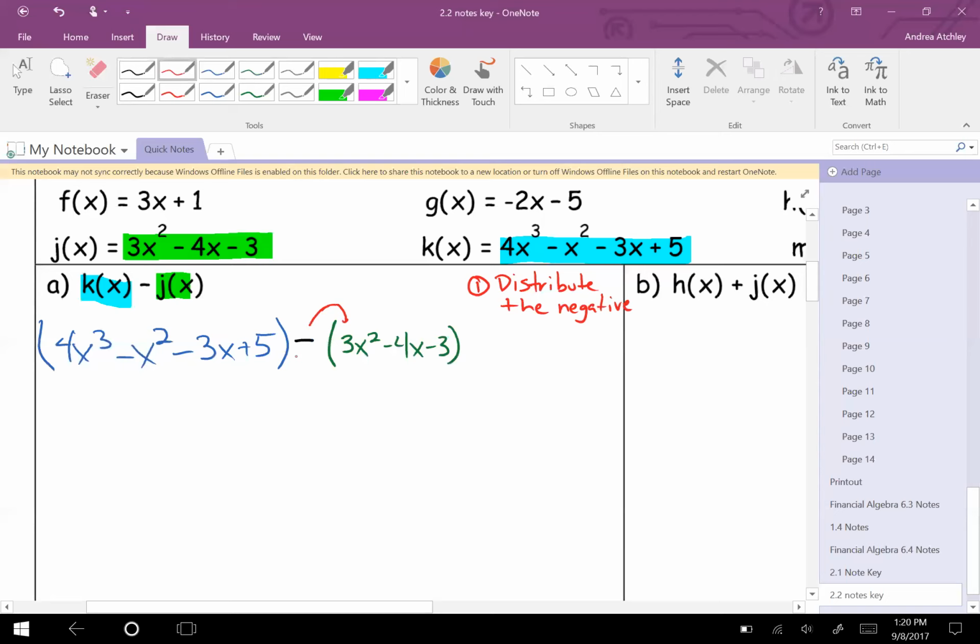confused. So negative 1 times 3x squared is negative 3x squared. Negative 1 times negative 4 makes that a positive 4x. And then negative 1 times negative 3 makes that a positive 3. Then the next thing we need to do is combine like terms.